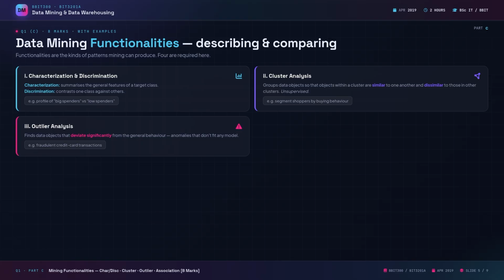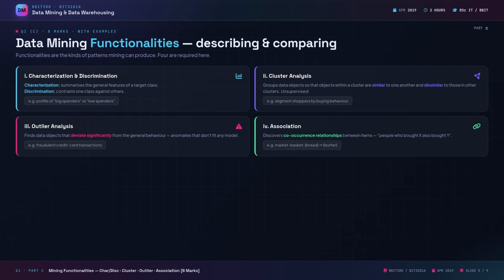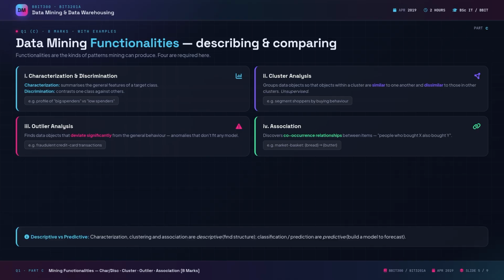Third, outlier analysis. This finds data objects that deviate significantly from the general behavior, anomalies that simply don't fit the model, like detecting fraudulent credit card transactions. Fourth, association. This discovers co-occurrence relationships between items, the classic pattern of people who bought one item also buying another, like the market basket rule, where buying bread leads to buying butter.